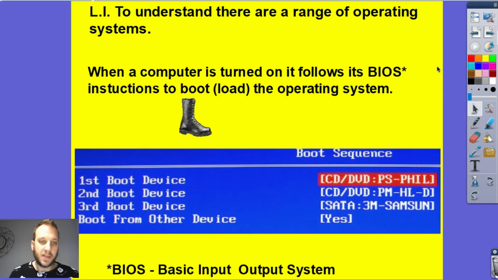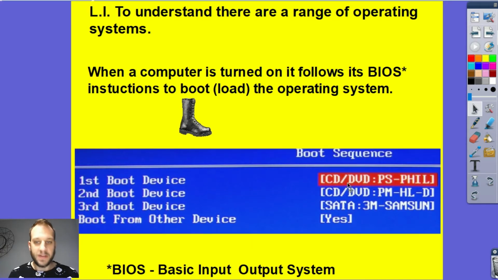So you'll see here this little blue box here, and it's got first boot device, second boot device, third boot device. And so what the computer does is it goes to the location of the first boot device and it checks, is there an operating system in this area? So the first boot device on this example is the CD drive.